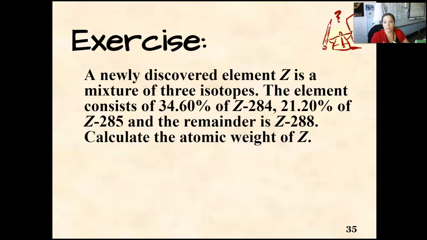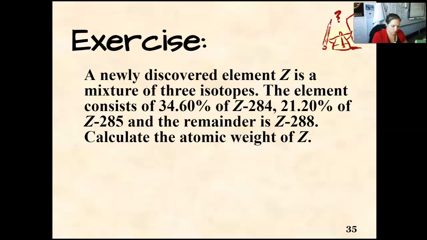First off, I'm going to get all of my numbers down. 34.6, 21.2, and then I want to calculate out my next one. Remember, we're taking this all out of 100, so I'm going to subtract: 100 minus 34.6 minus 21.2 leaves me with 44.2. And I'm going to convert these all to decimals. What I mean by that is I'm just moving it over by 2. So I have that, and you multiply them by the isotope number.